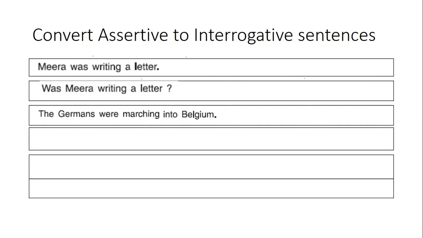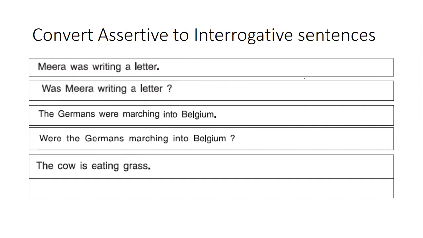The Germans were marching into Belgium. I have to ask a question. Just find out where the verb is. The verb is here. Were marching. So were should come here. Were the Germans marching into Belgium? So your sentence will now become an interrogative sentence.